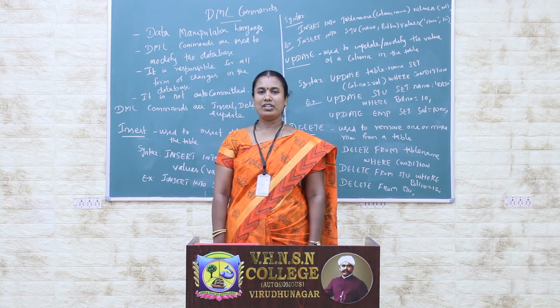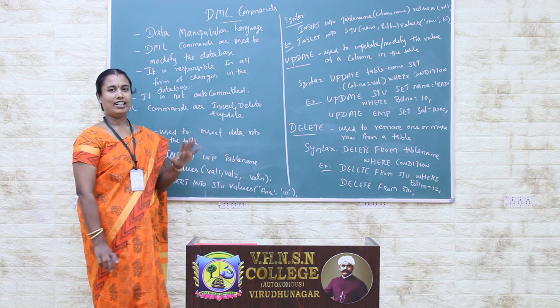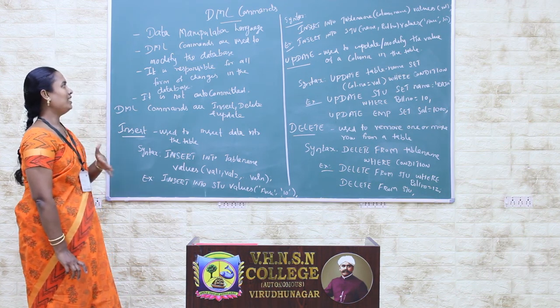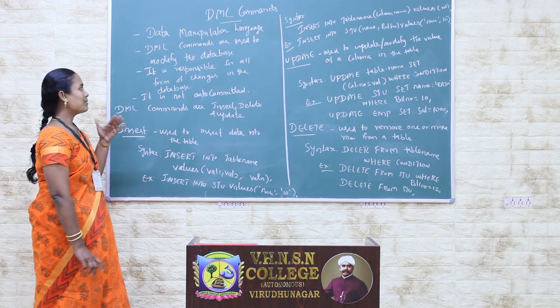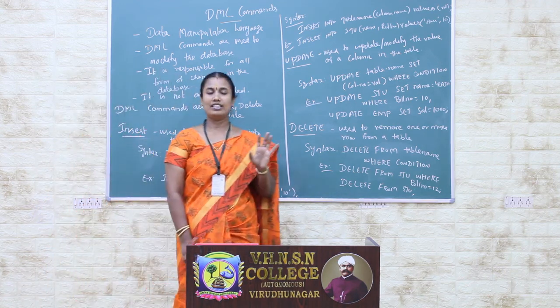DML means data manipulation language. The commands used in DML are insert, delete and update. Basically, DML commands are used to modify the database, and they are responsible for all forms of changes in the database. In the previous class I discussed the DDL commands.